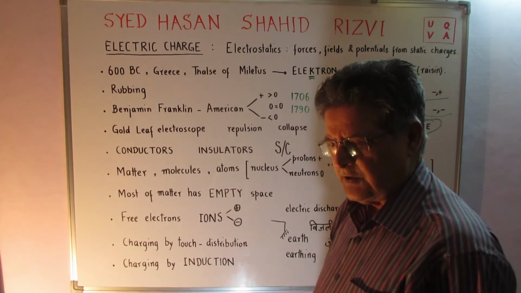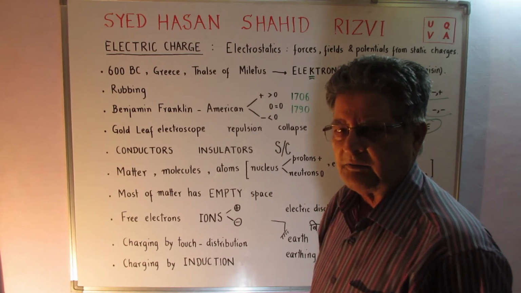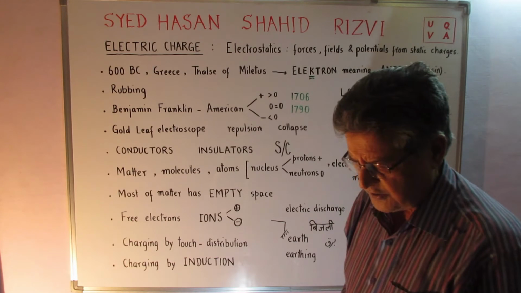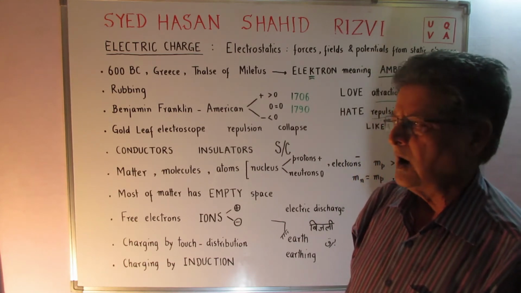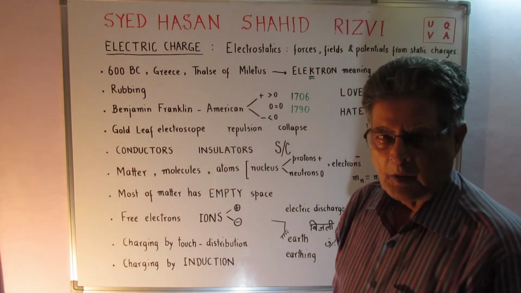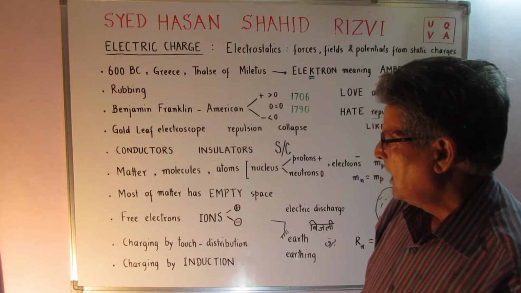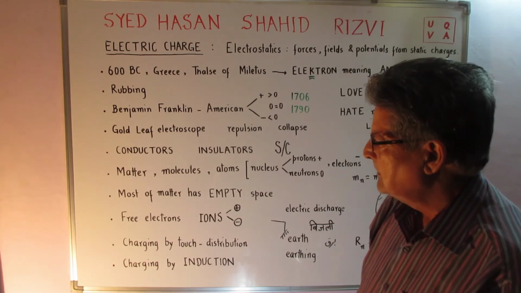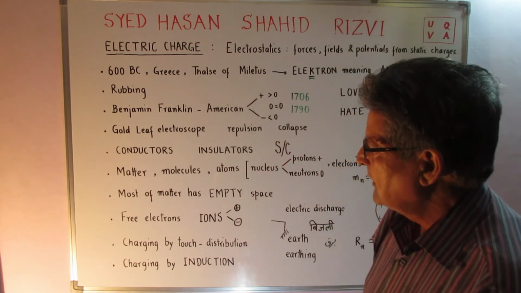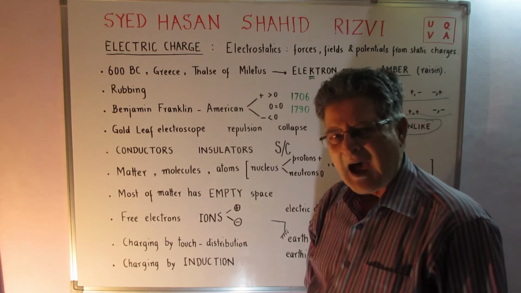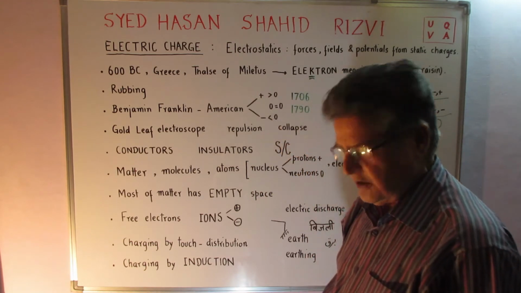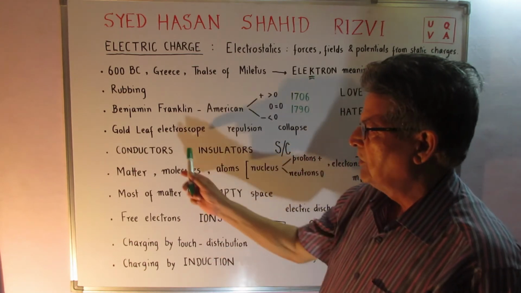If the water is very pure, that means maybe the allowed impurity content is 1 part in 10 to the power of 12 or 1 part in 10 to the power of 14. There are only H2O and D2O molecules, hydrogen oxide and deuterium oxide, which is one of the isotopes, you know. Then that water is a bad conductor or an insulator. But if there are any impurities in that, then that water becomes a conductor.